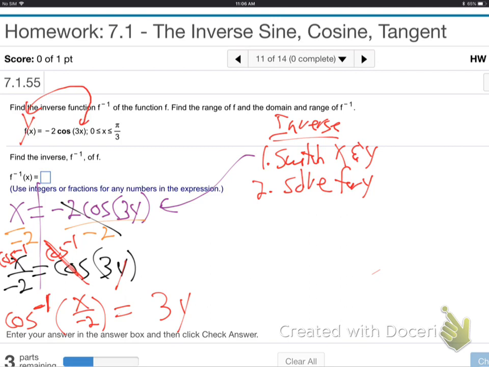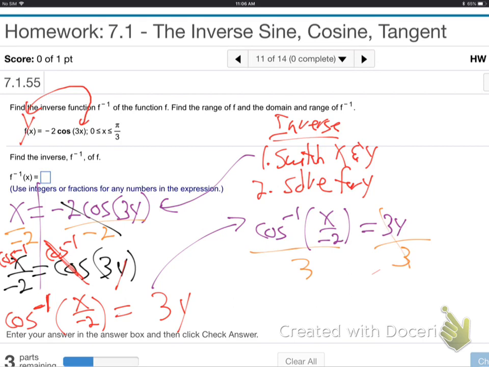All right, so what does that leave us? Bring it over here. That gives us cosine inverse of x over -2 is 3y. Now it's easy. Last step to get y alone, just divide by that 3, because that one is just multiplied. And there we go. There's the inverse function.